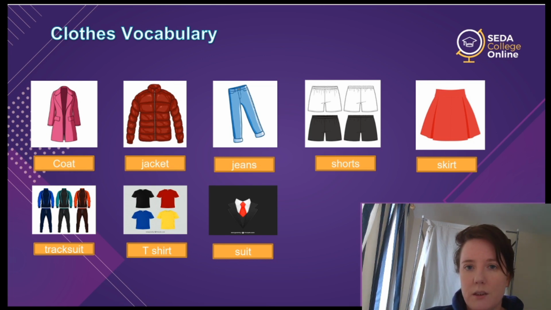Okay, so the first one is coat. A coat, it's long. It's different to a jacket. Look at the second picture. A jacket is shorter. Okay, it's short, so it comes up, it's shorter. Jeans. Okay, look at the jeans. Everyone wears jeans. Shorts, skirt, tracksuit, and t-shirt. They're all the different colours of t-shirts. You've got black, red, blue, yellow.